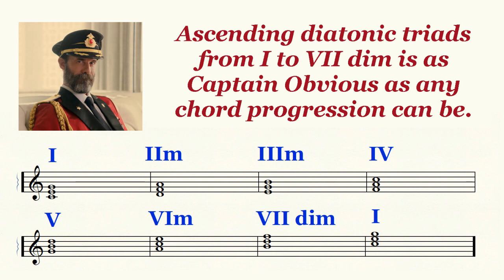Let's start out with something very simple and basic. I'm going to play the diatonic triads moving up in the key of C. We simply play 1, 2 minor, 3 minor, 4, 5, 6 minor, 7 diminished, and then back to 1.